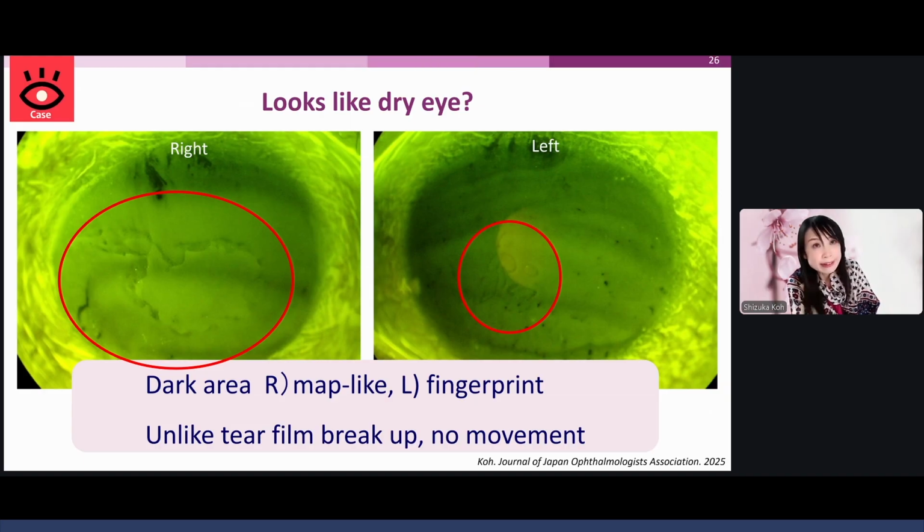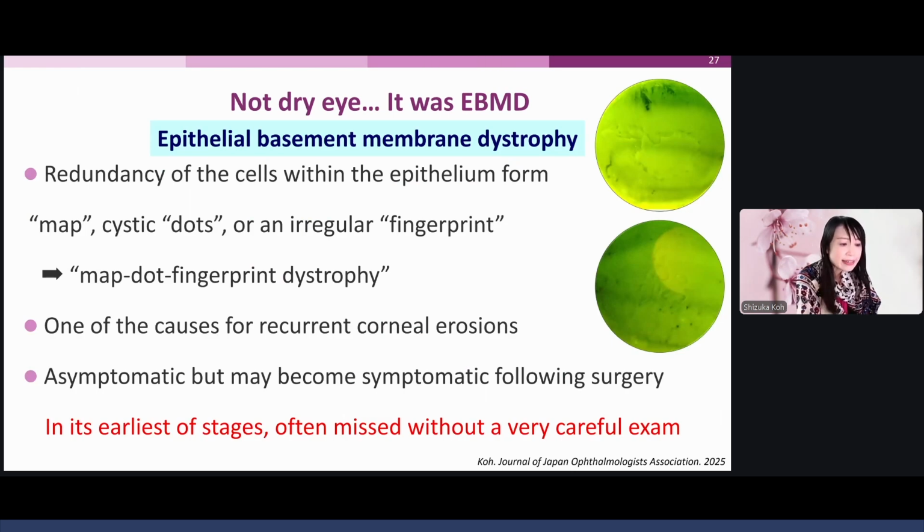So is this really dry eye? The diagnosis is epithelial basement membrane dystrophy, or EBMD.